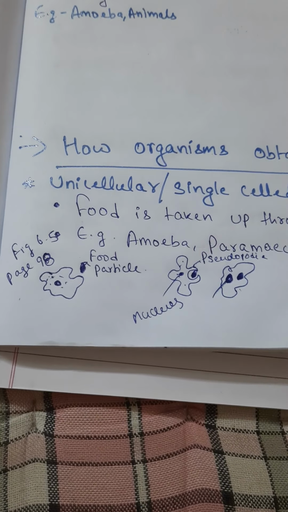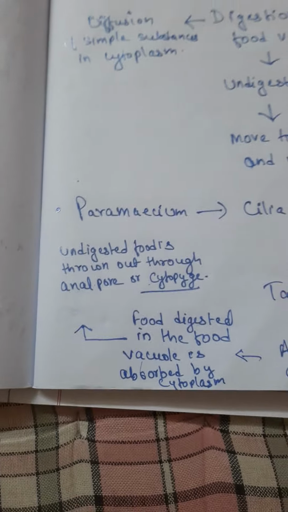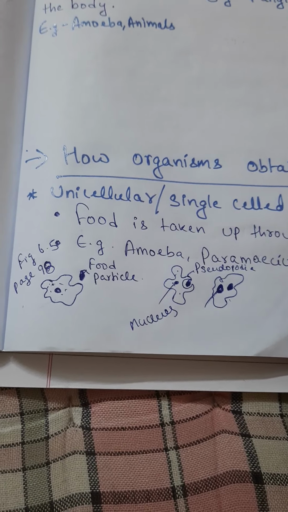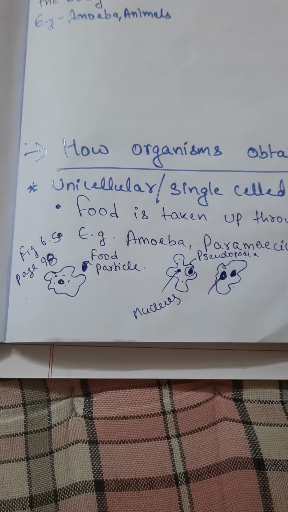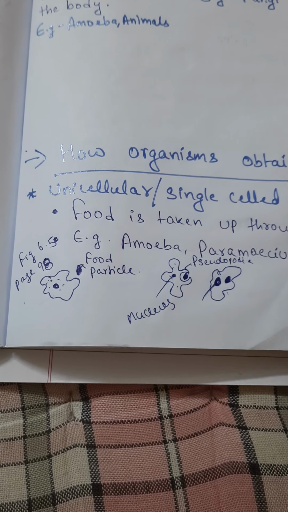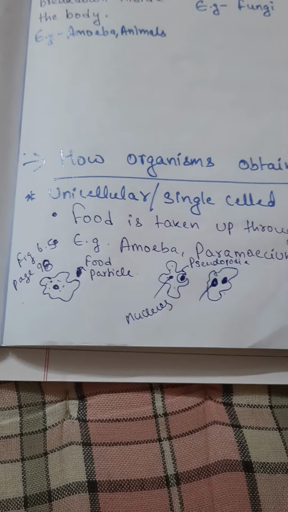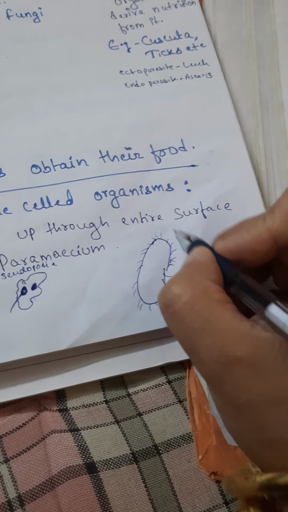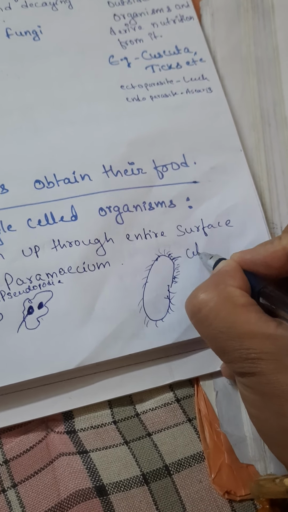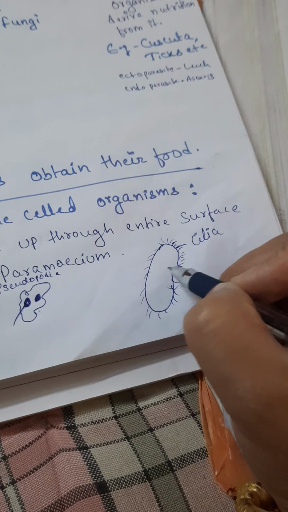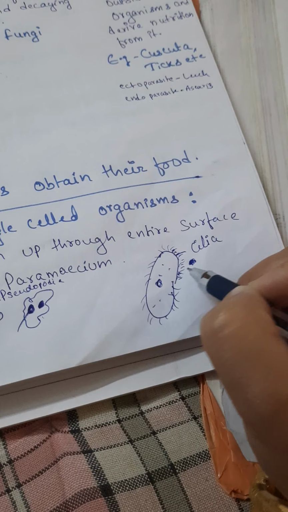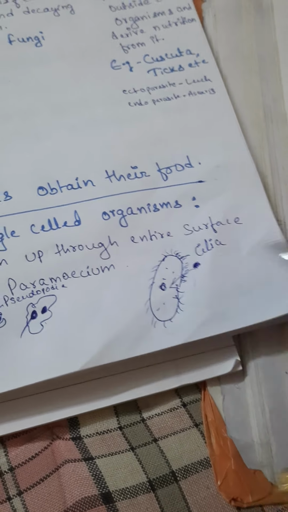And the next one is Paramecium. Paramecium has a slipper shaped structure with cilia all over its body. These are the hair-like structures and they are called cilia. Now this cilia helps to capture the food at any part of the body, forming a food vacuole.